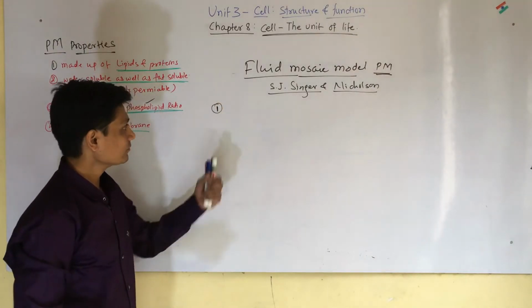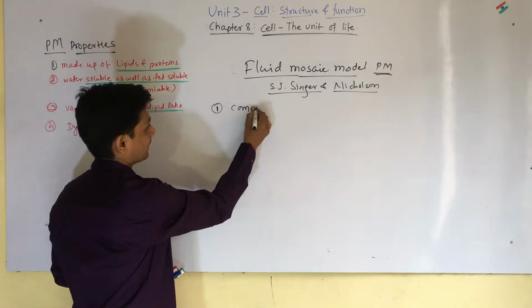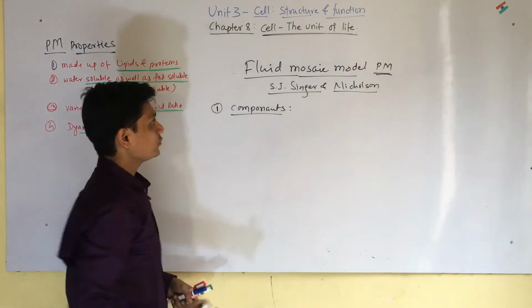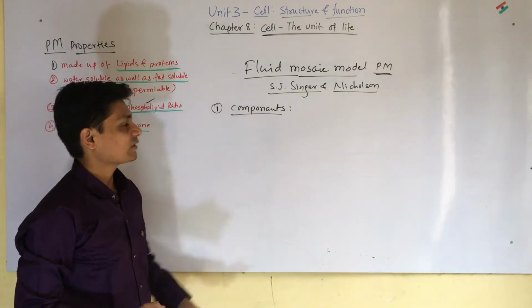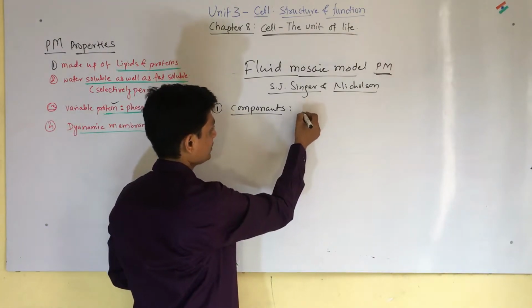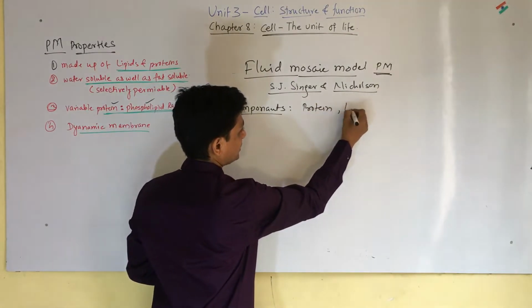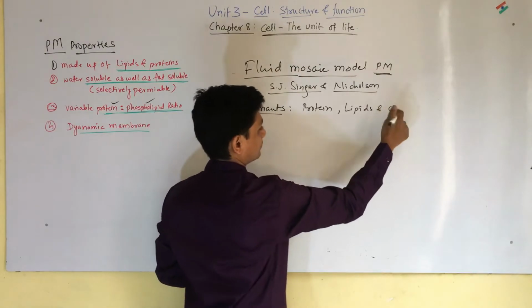First, components. According to Singer and Nicholson, in their fluid mosaic model, the plasma membrane is composed of three main components: first, protein, lipids and carbohydrates.